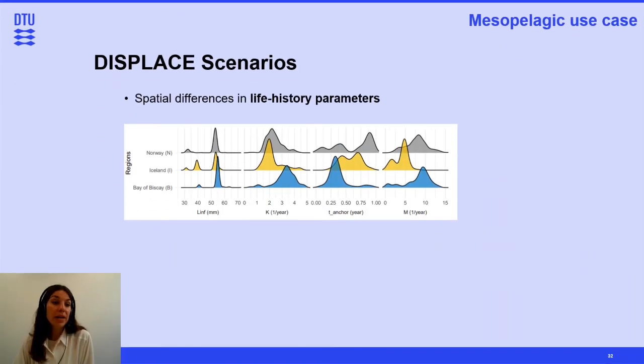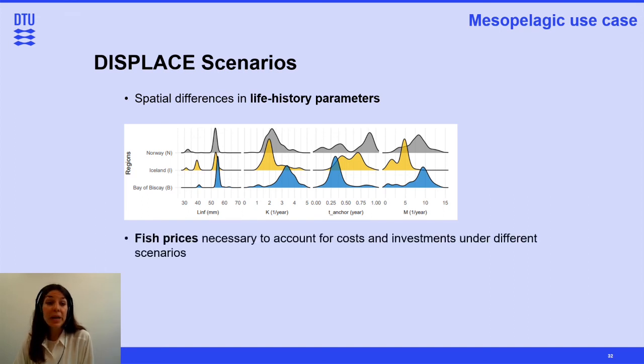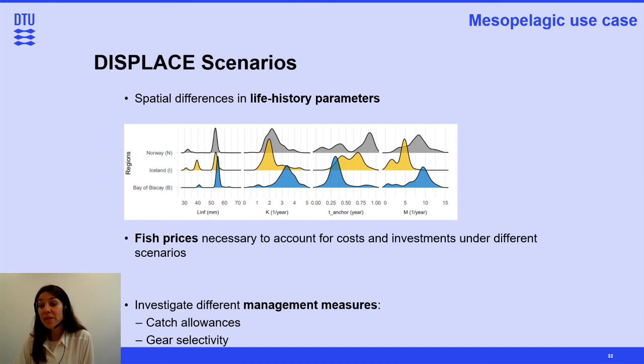In DISPLACE, those life history parameter distributions will be used to assess the effects of spatial differences in life history parameters. We will estimate the fish prices necessary to account for the costs and investments under those different scenarios, and we will investigate the effect of different management measures accordingly.